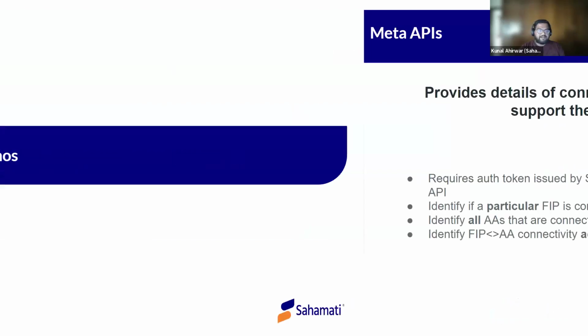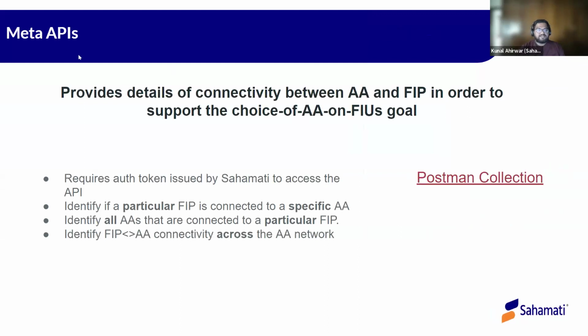So we also have a couple of other announcements. We have a set of Meta APIs that provide information about FIP-AA interconnection. There are three APIs hosted in this category. These three APIs provide details like connectivity between any two specific FIP and AA, connectivity between an FIP and all the AAs it's connected with, or an AA and all the FIPs it's connected with, and it provides an API to verify if a particular FIP and a particular AA are connected. The Postman collection of the documentation for the same is available here.